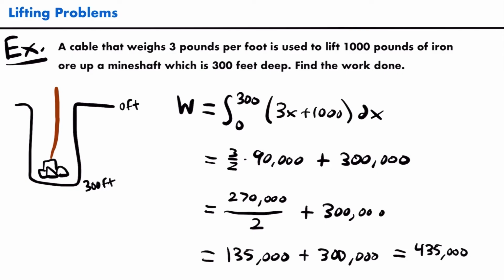435,000. And our units in this case will be foot-pounds since we are working in terms of feet and pounds. And so 435,000 foot-pounds is the final answer for the work done in this problem. All right, let's look at our next type of work problem.